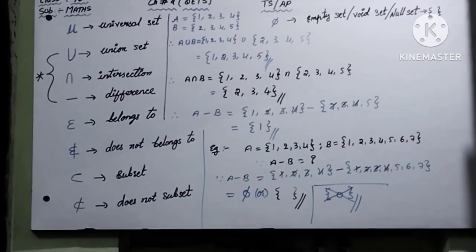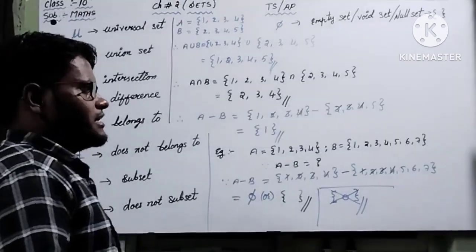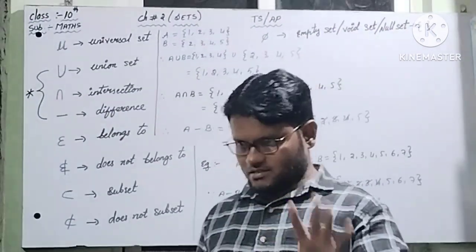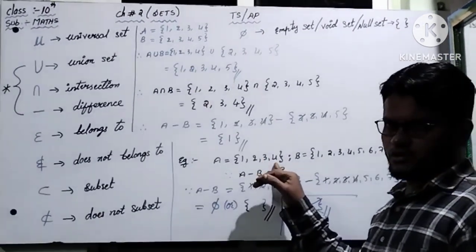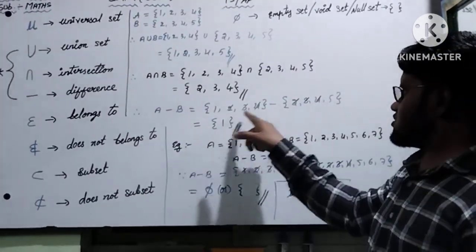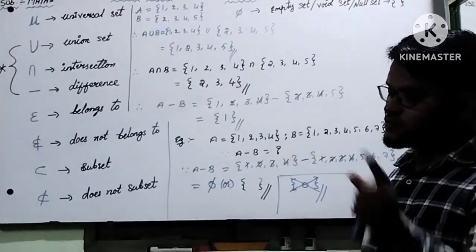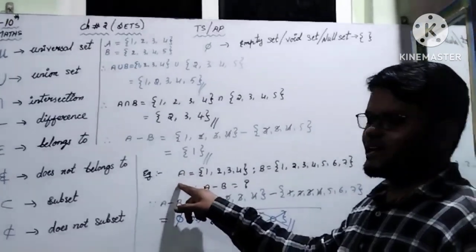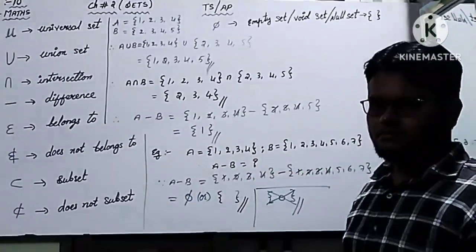Okay. Next, I will explain belongs and does not belong. Here you have to see belongs and does not belong in sets. For example, see this one: A is equal to 1, 2, 3, 4 and B is equal to 1, 2, 3, 4, 5, 6, 7. Here does A belong to B, or does B belong to A? Which one belongs to which one? A belongs to B, because all the elements in A are also in B.